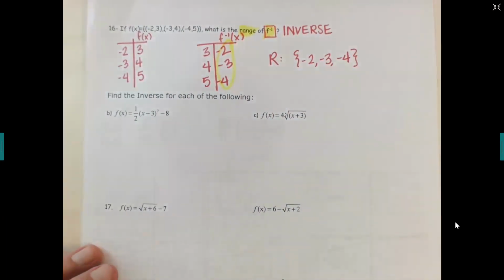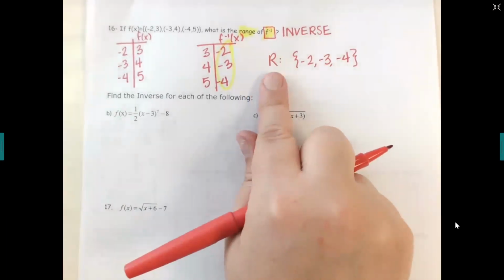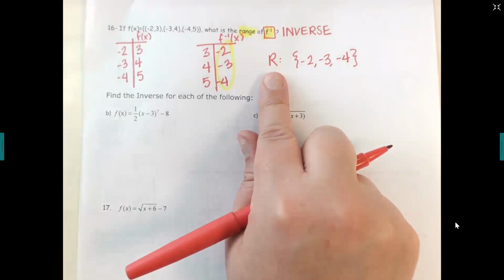Now, quick question. Those are the Y's for the inverse, but what were they for the original? They were the original X's. So your domain and range just switch, right? Because if all you're doing is changing the order, then the range for the inverse is going to be your original X's, because when you flipped them, they became the Y's. Does that make sense? So that should help you to do number 15.